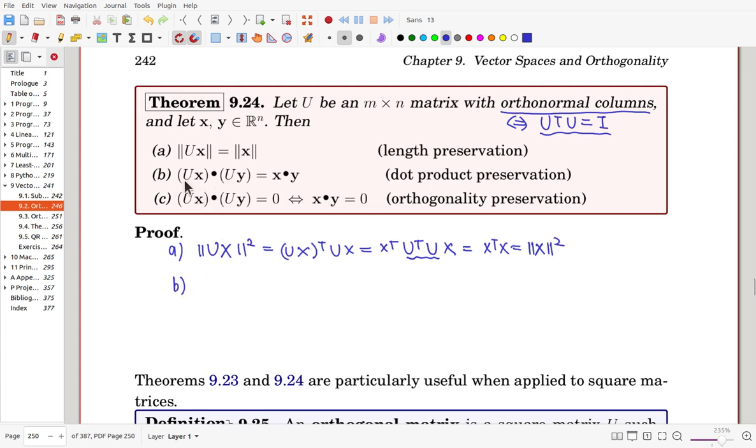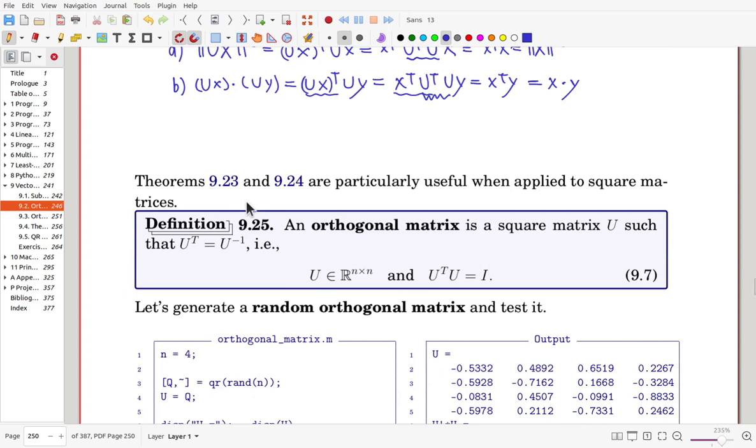And here for Ux dot Uy, we start with Ux dot Uy. That is the same as (Ux) transpose Uy. Right? So from here again, we have x transpose U transpose U y. Now U transpose U is again identity, so we reach x transpose y, which is the same as x dot y. So we proved the second one. Part C can be proved quite similarly. You can finish it yourself.